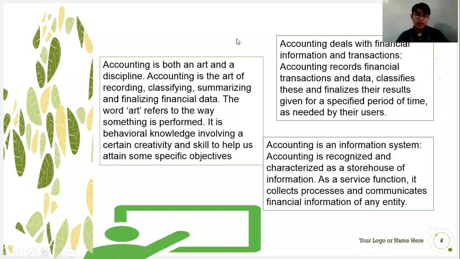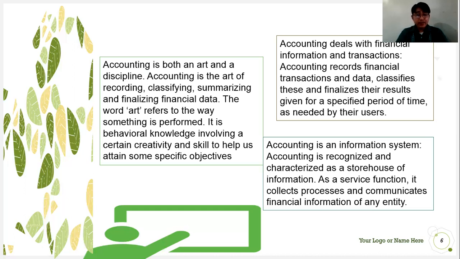Okay, so accounting daw po ay isang art. Okay po, bakit nasabing art siya? Because accounting is the art of recording, classifying, summarizing, and finalizing financial data. Okay po, tandaan po yan na apat. Recording, classifying, summarizing, and finalizing. Okay? Kasi sabi nila, accounting is not all about computation, but it's all about recording, classifying, summarizing, and finalizing financial data. Okay? So, more on analyzation po ang accounting.